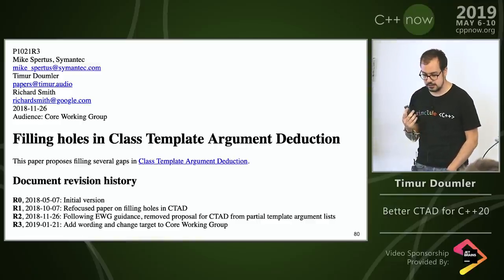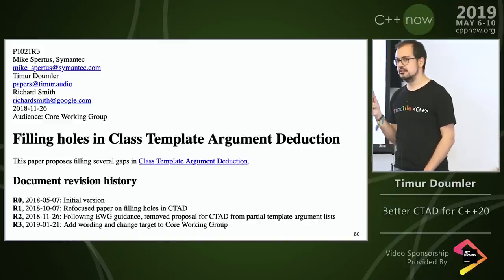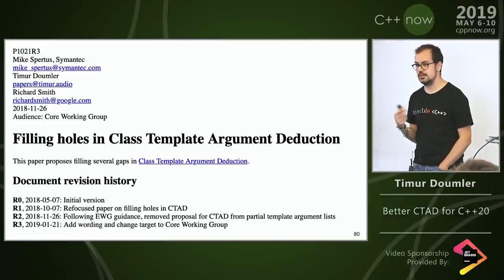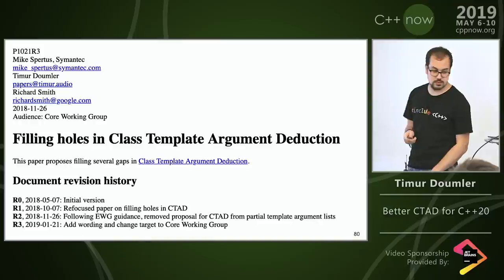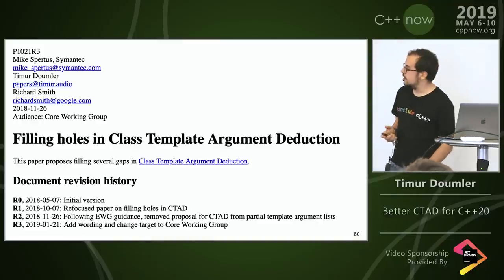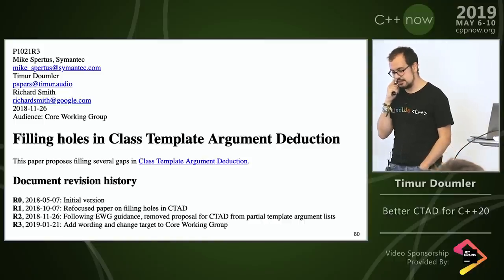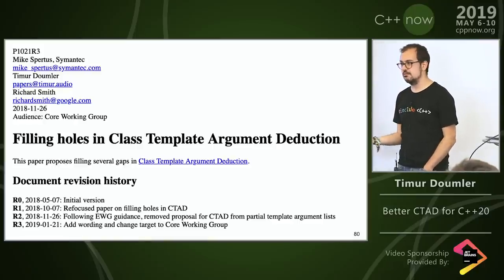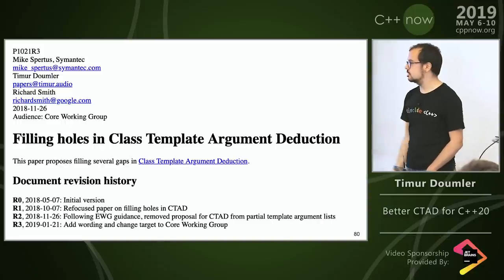And as I said, it's not officially voted in yet because there's still some fixes we need to do to the wording, but I'm fairly certain this will happen at the next meeting in Cologne. So this is what we're going to get in 20, basically. And as I said, CTAD was added quite late in the release cycle for 17, so I guess there was not enough time to cover all the cases that you wanted to cover, so now we're doing it in 20.